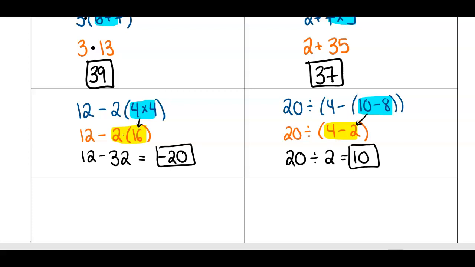4 minus 2 is 2. But I still wrote everything, like the 20 divided by, carried down. I just substituted in the new value. So 4 minus 2 is 2. 20 divided by 2 is 10.